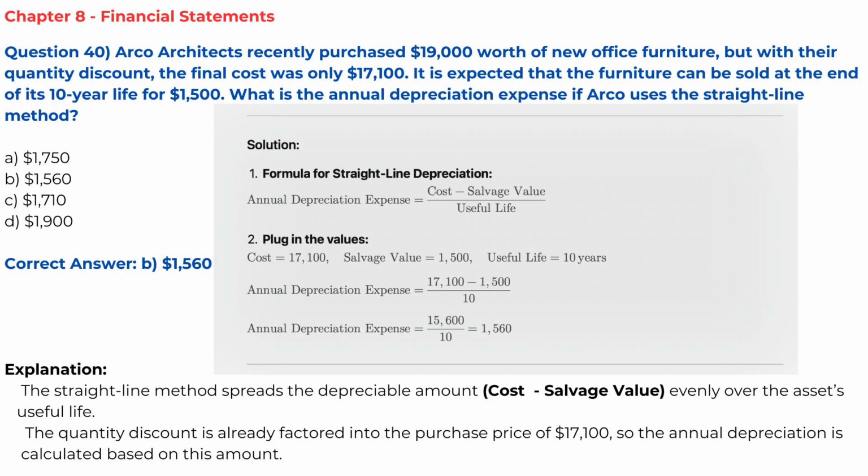Question 40. Arco Architects recently purchased $19,000 worth of new office furniture, but with their quantity discount, the final cost was only $17,100. It is expected that the furniture can be sold at the end of its 10-year life for $1,500. What is the annual depreciation expense if Arco uses the straight-line method? Solution: we will need to use the formula for straight-line depreciation. Annual depreciation expense equals cost minus salvage value divided by useful life.